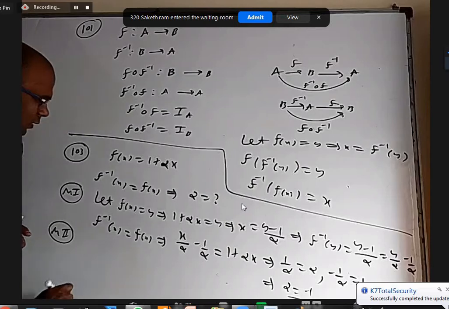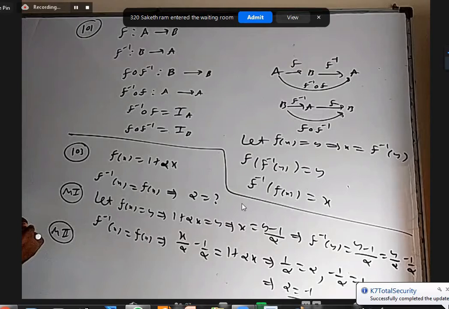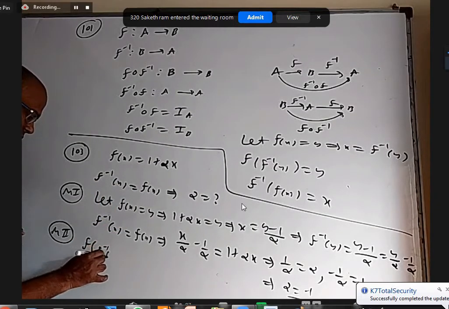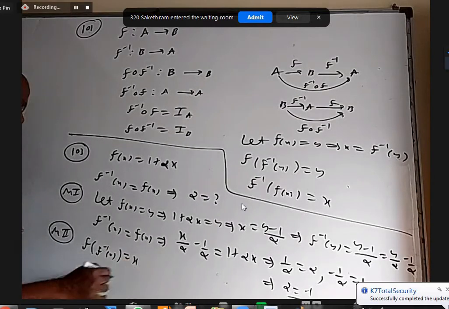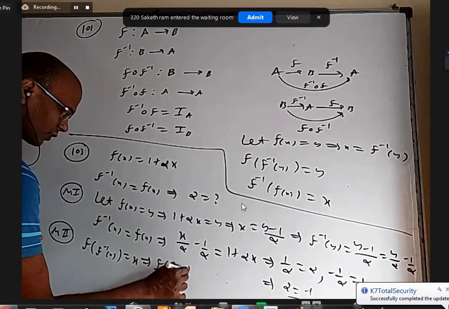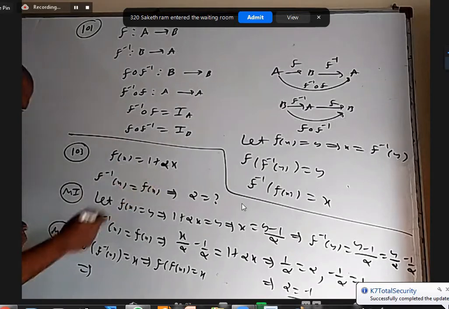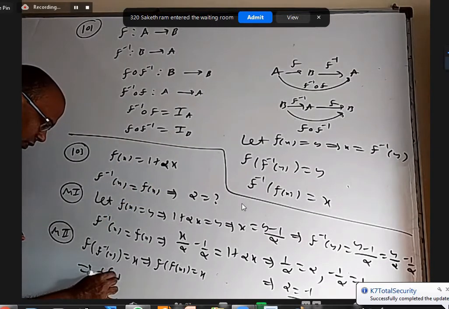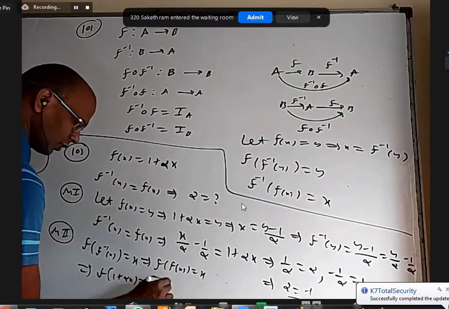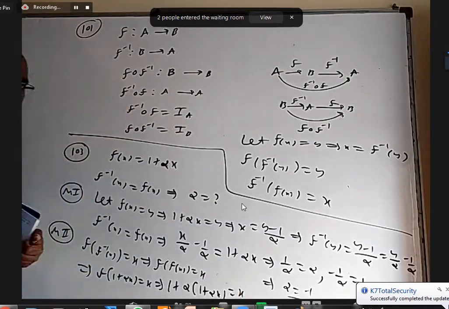Another method: if f inverse x and f of x are the same, you apply f on both sides. You'll get f of x equal to x. Normally, f of f inverse x is x, but f inverse and f are the same, so f of x is x. What is f of x? Within this, I have to substitute. F of 1 plus alpha x equal to x. That I have to put here: 1 plus alpha times 1 plus alpha x is x.